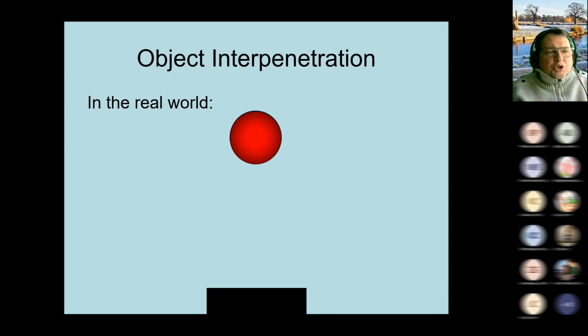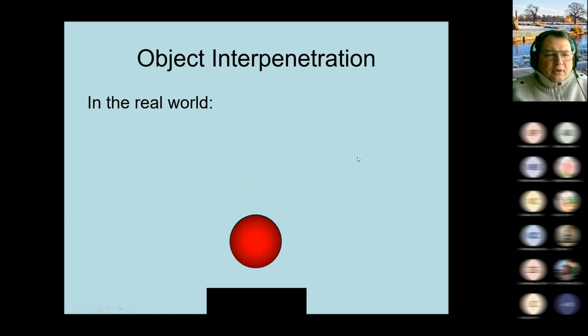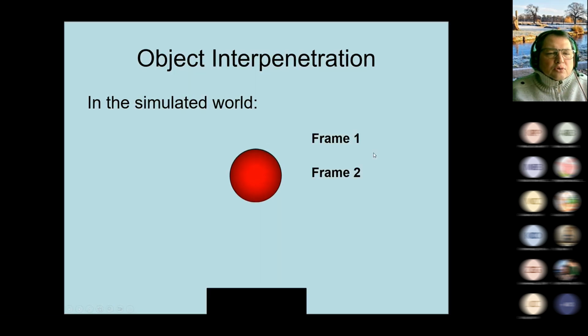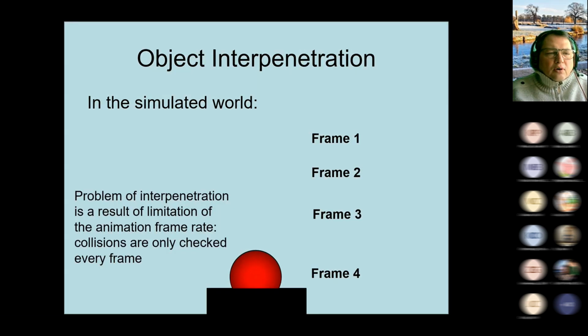Okay, object interpenetration. In the real world, if I have a marble and some object, let's call it a floor, it's just falling down and bouncing. In the simulated world, however, it is something slightly different. In the simulated world, we have frames. Frame 1, frame 2, frame 3, frame 4.